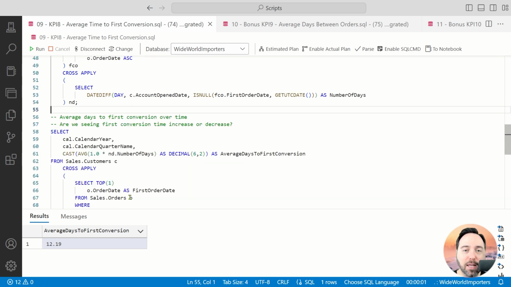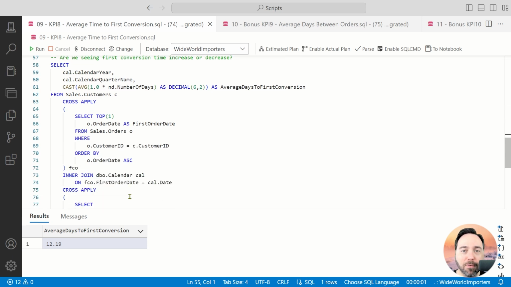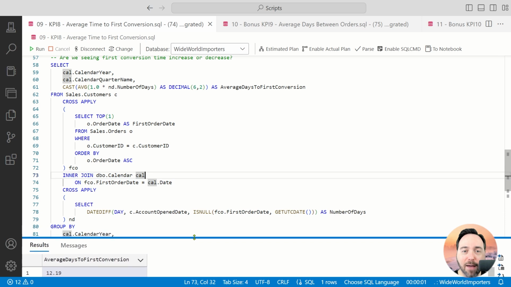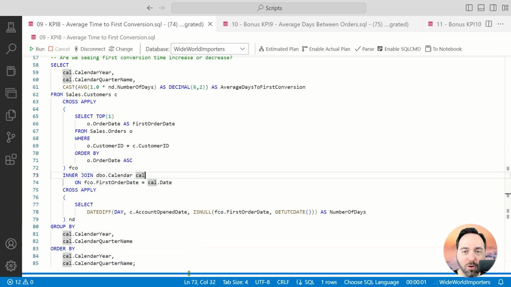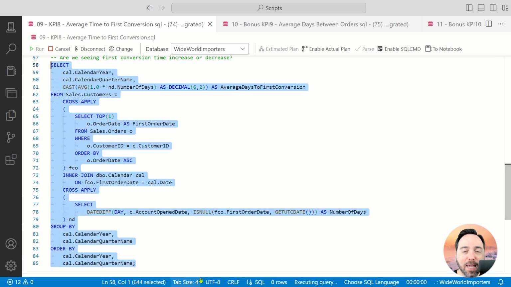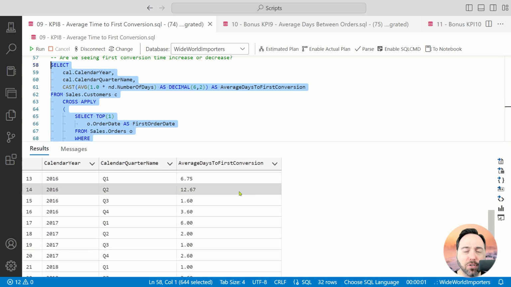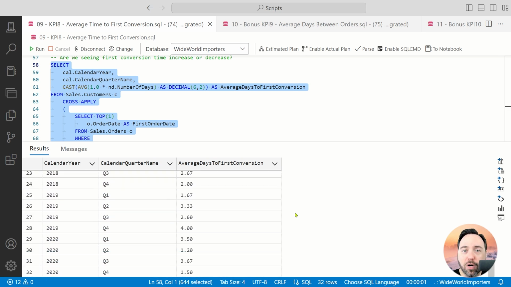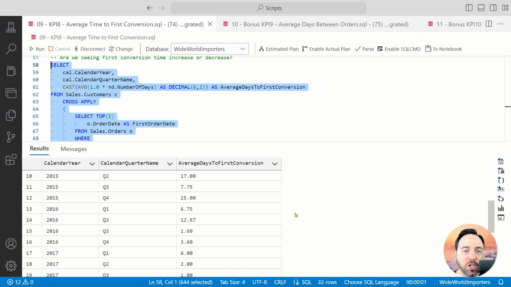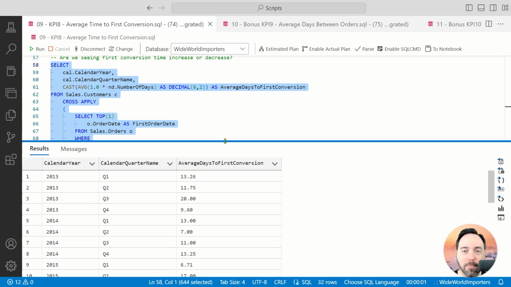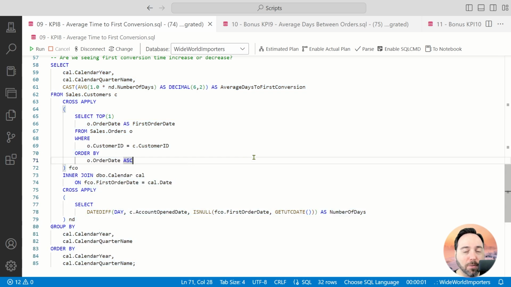We'll start our query similarly to before, except this time I'll perform an inner join to the calendar table based on the first order date. Then we can get the calendar year and calendar quarter, as well as the average days to first conversion for each year and quarter combination. Running this version of the query, we can see the results. We can investigate whether there are any trends, and if I scroll down a bit, we can see that the average days to first conversion drops considerably starting in Q3 of 2016. Perhaps that was some structural change, such as making the website easier, switching to an online product catalog rather than mailing out a paper copy, or even streamlining the purchasing process.